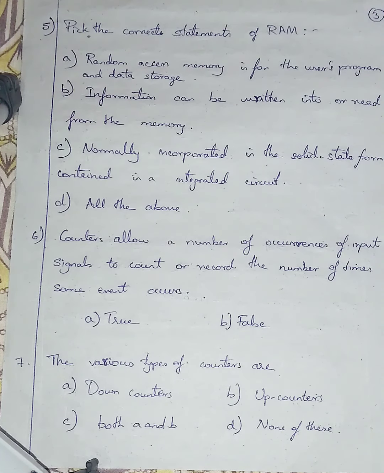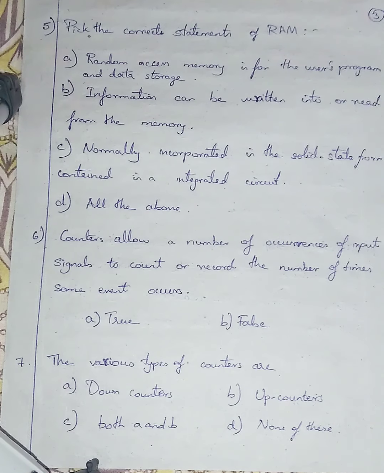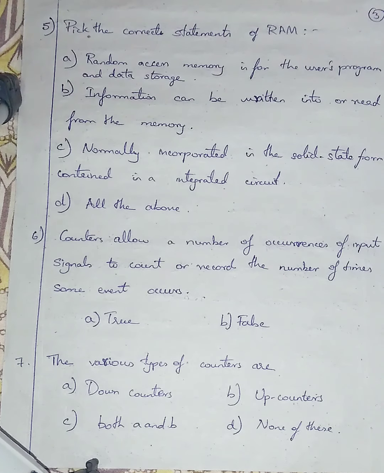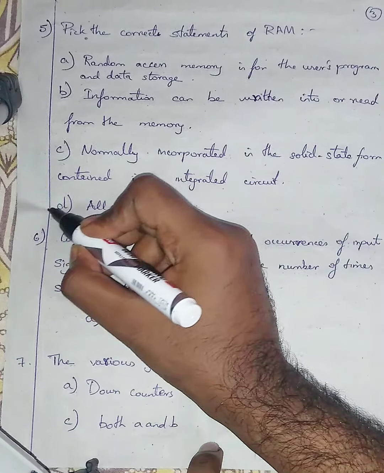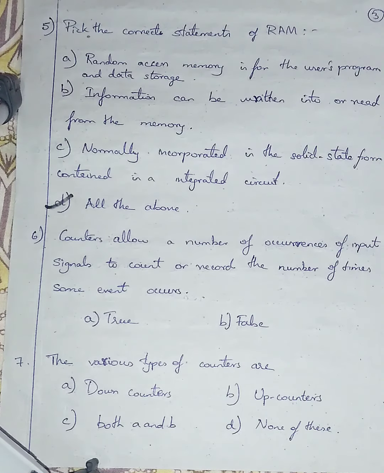Option number C, normally incorporated in solid state form contained in an integrated circuit. RAM is a hardware component. It comes along with an integrated circuit, or IC chip. RAM is not software. It is along with the hard storage device, coming along with our integrated circuit. So I'm going with option number D, all the above.